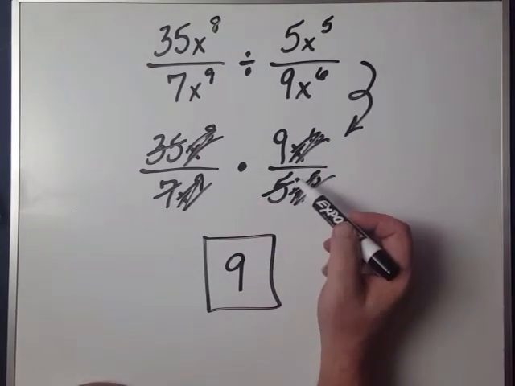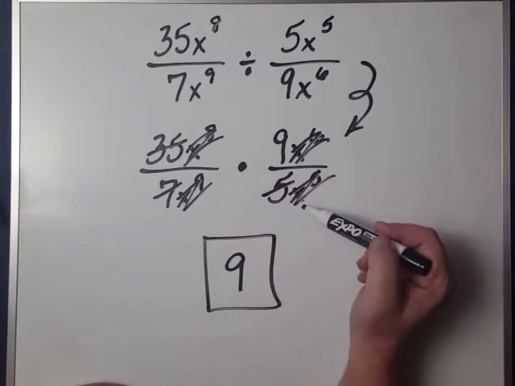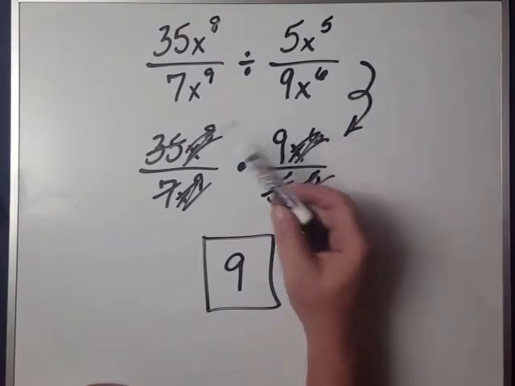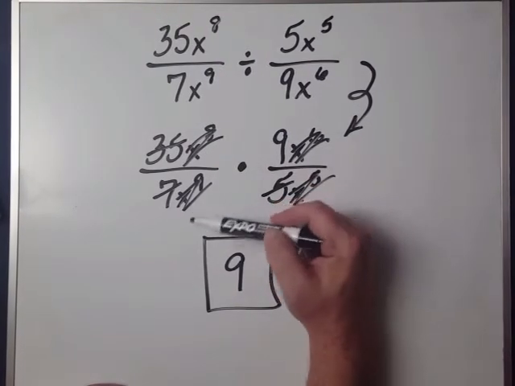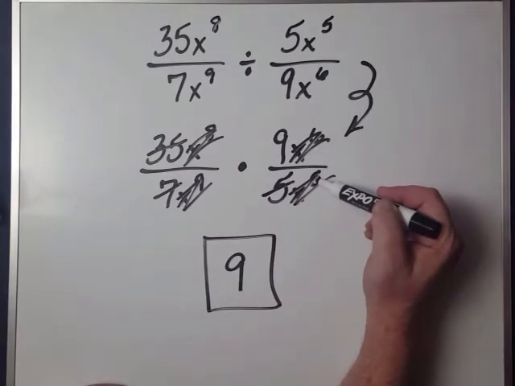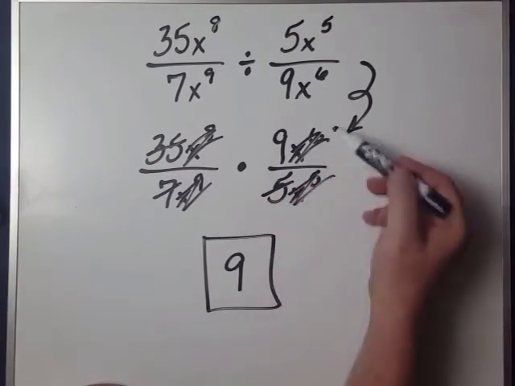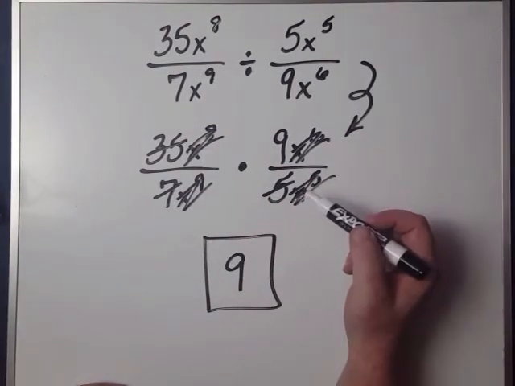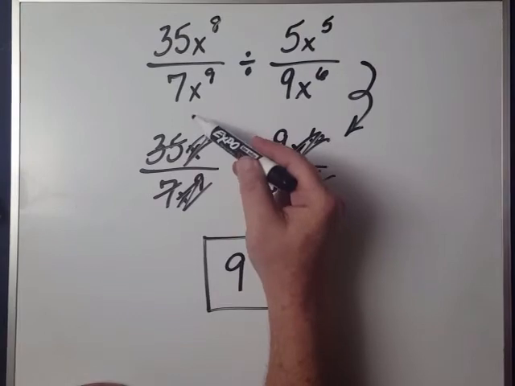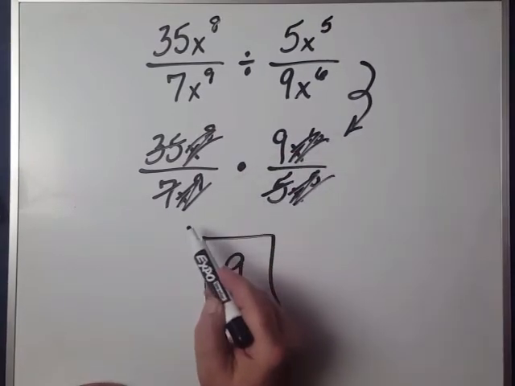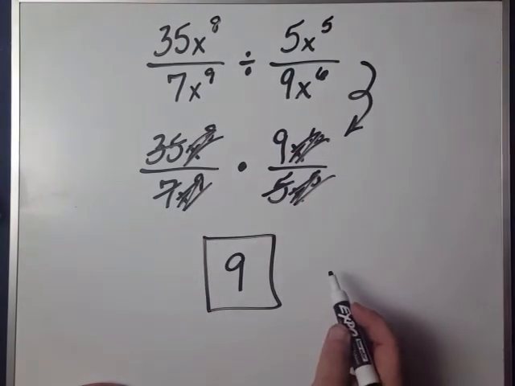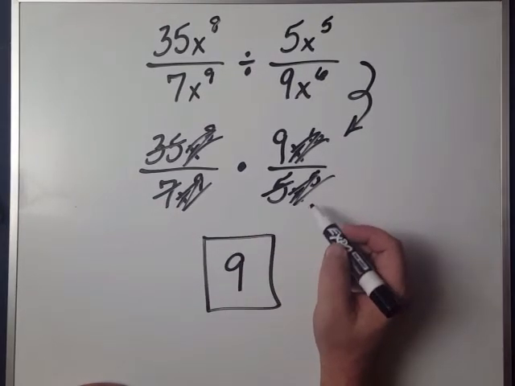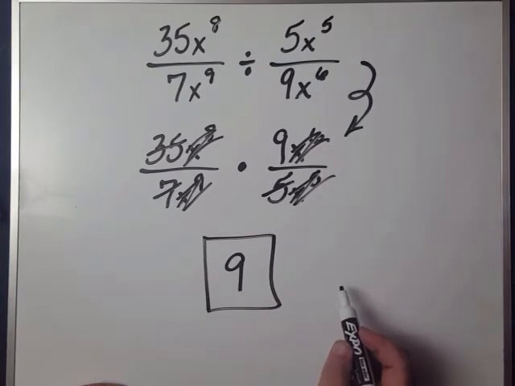Now, of course, you are welcome to cancel those x's in pairs. I could have said x to the 8 over x to the 9 leaves an x in the bottom. X to the 6 over x to the 5th leaves an x in the top, and those x's cancel. I could have canceled on diagonals and had what? An x to the 3rd in the top, an x to the 3rd in the bottom, and then my x to the 3rds would have canceled. But any way you go about doing it, when you're done, all the x's end up canceling each other out.